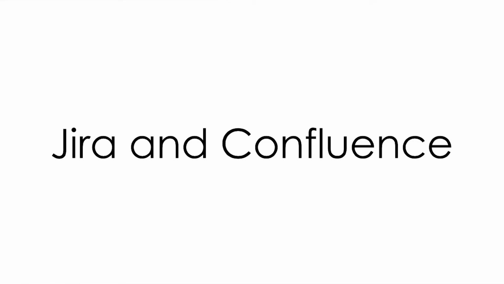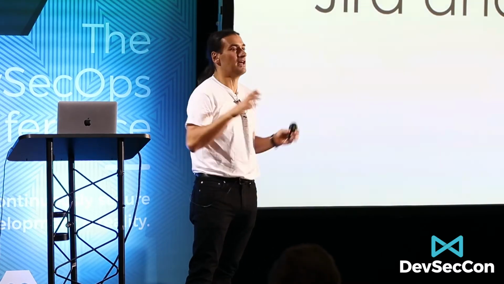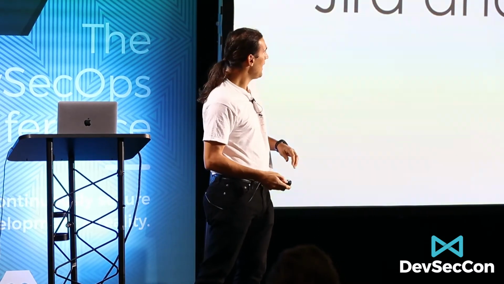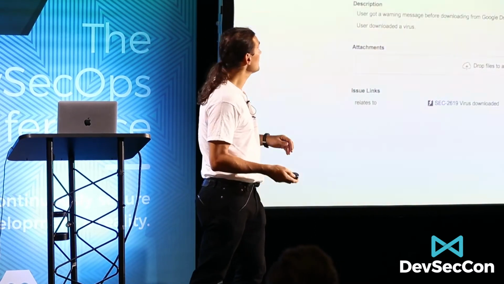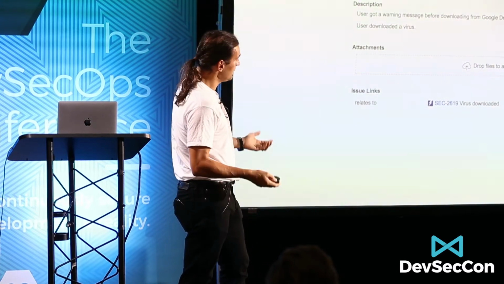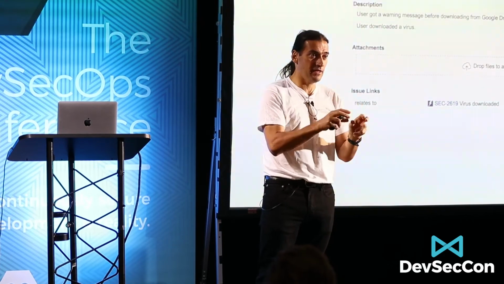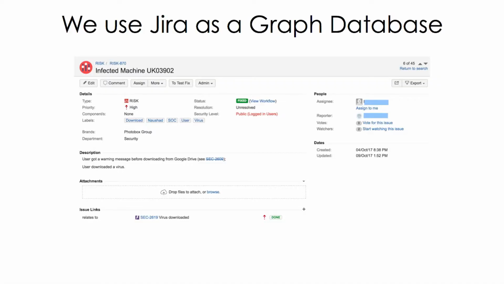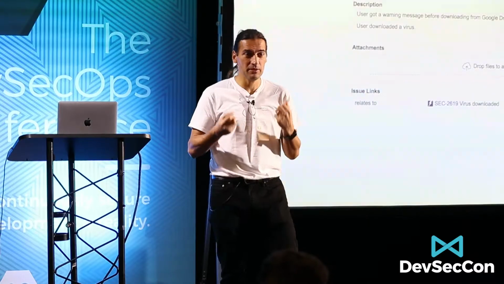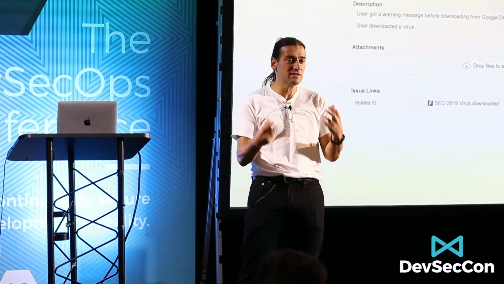The first part was to show that there are a lot of graphs around, so hopefully you get the idea. One of the things that we do with Jira and Confluence is we use Jira as a graph database. Because you need to take a step back: what do you want from a graph database? You want a place where you can throw nodes in.